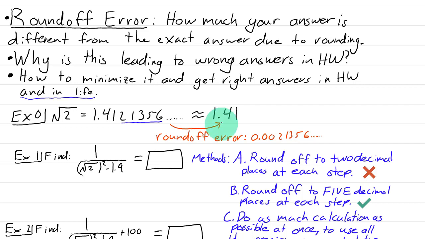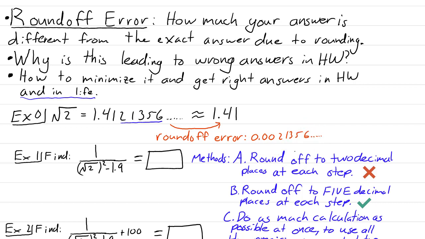This would be the right answer in a homework problem, because usually they say to round it off to 2 or 3 decimal places, but it's not the exact square root of 2. And the amount that it's different is the round-off error, how much of those decimal places you lost. And that is 0.00021356 is what we mean by round-off error here.